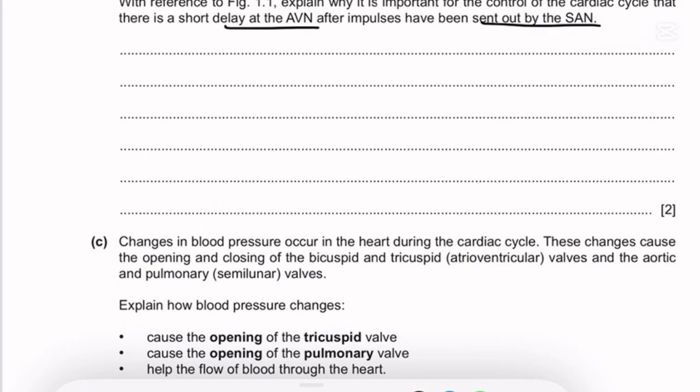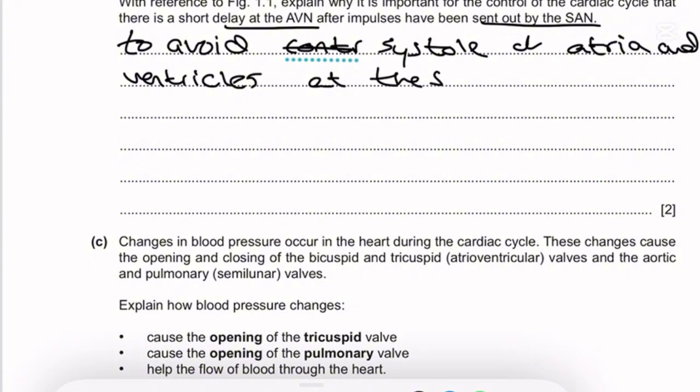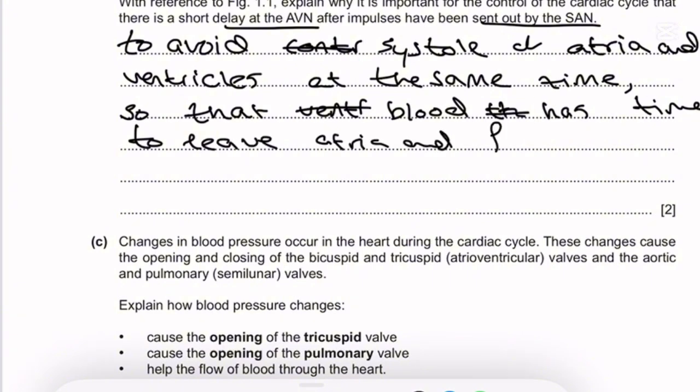The reason why there's a delay is to avoid contraction, or let's say systole, of atria and ventricles at the same time, so that there's time for the blood to leave the atria and fill out the ventricles. And I think that's important so that the ventricle acts as an efficient pump.